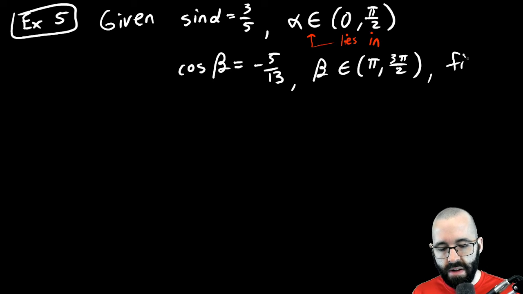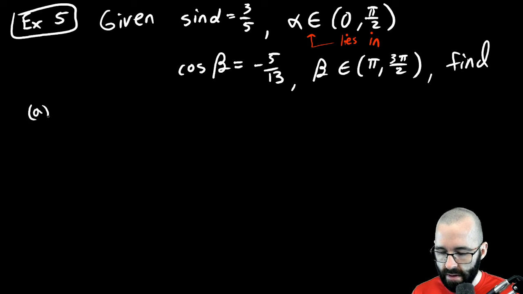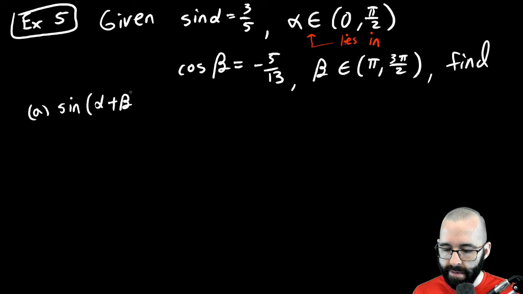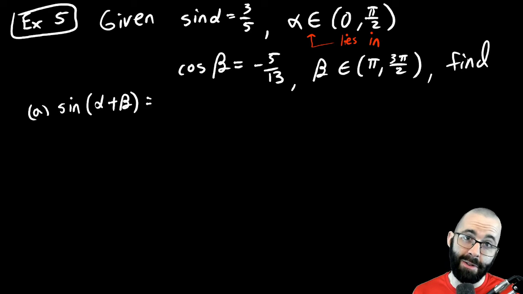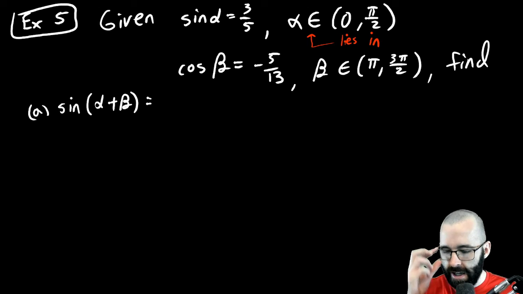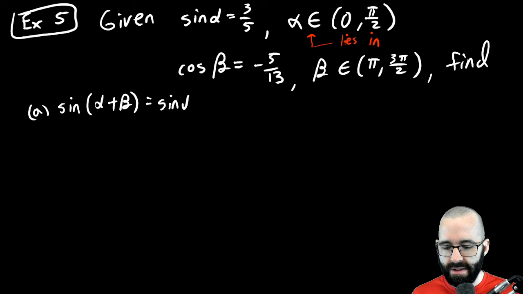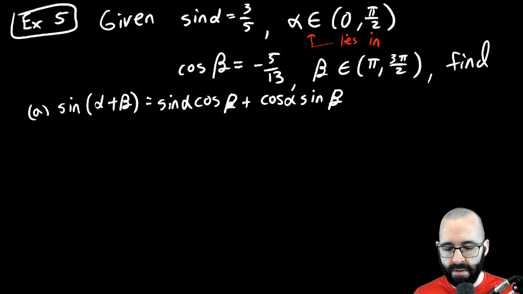I want you to find the following. Part A, the sine of alpha plus beta. So we just use a bunch of formulas. Well, in this problem, we use one formula. So this is going to be the sine of the first, just like in the second video, cosine of the second, plus the cosine of the first times the sine of the second.